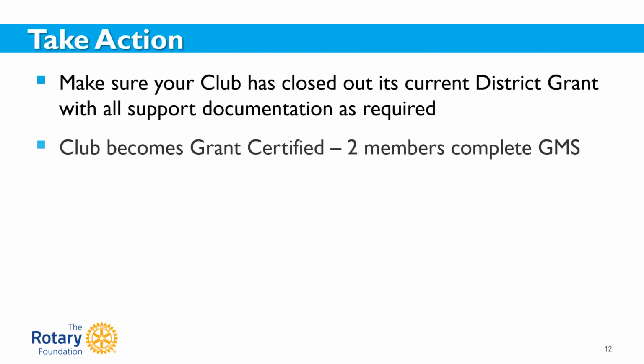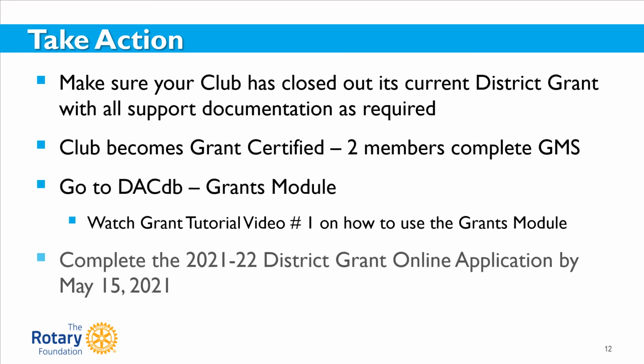It is time to act. Make sure your club has closed out its current district grant. Get your club grant certified. Go to DACDB grant module and watch the tutorial video and become familiar with the online process. And get your 2021-22 grant application submitted by May 15th.